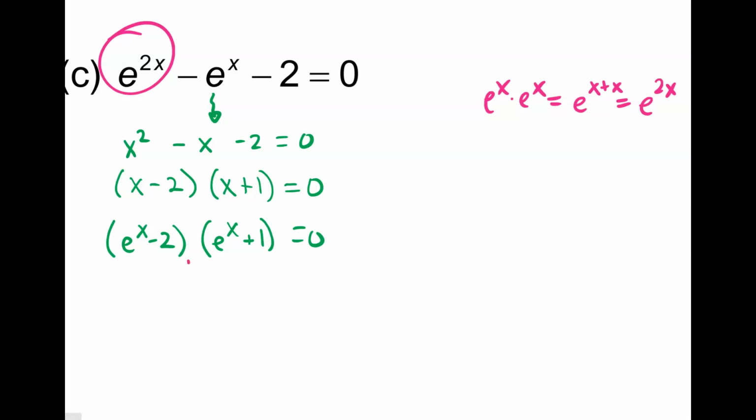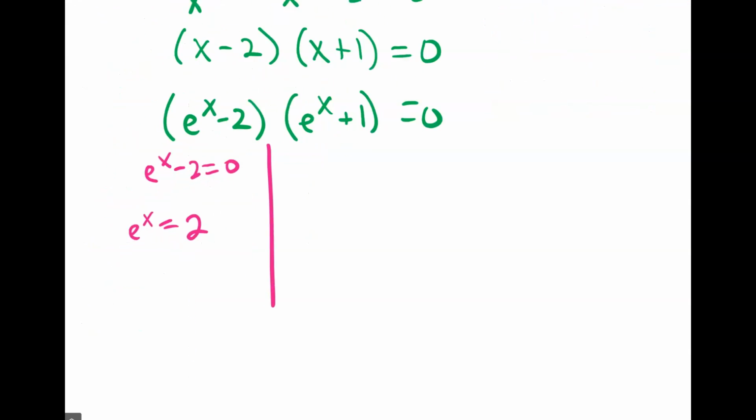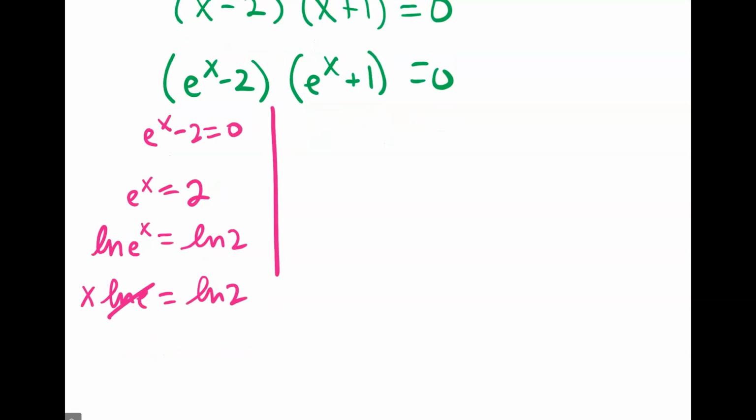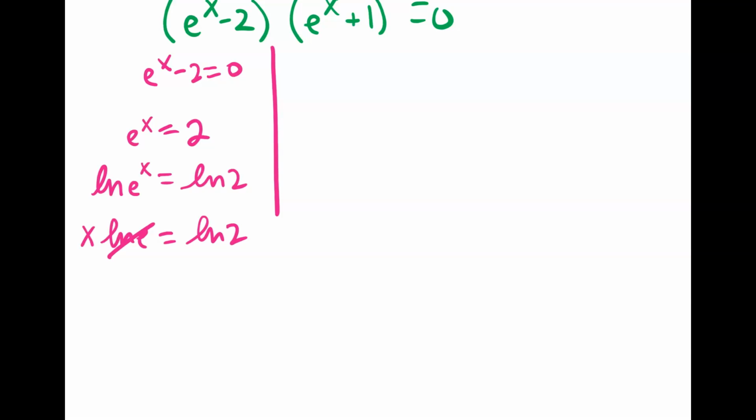So now what we have to do is take each factor and set it equal to 0. So we're looking where e to the x is equal to 2. This is where we have to take ln of both sides to solve. ln of e to the x is equal to ln of 2. So x times ln of e is equal to ln of 2. This step right here, you don't necessarily have to show. I just want to show how I got x by itself.